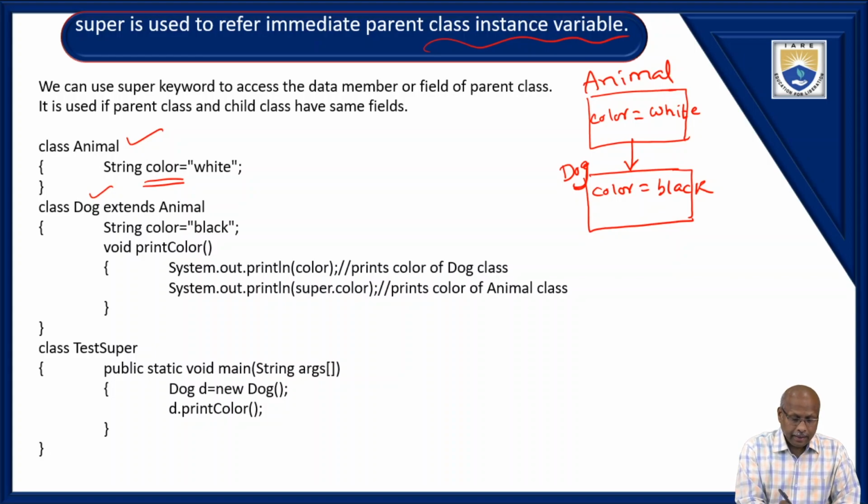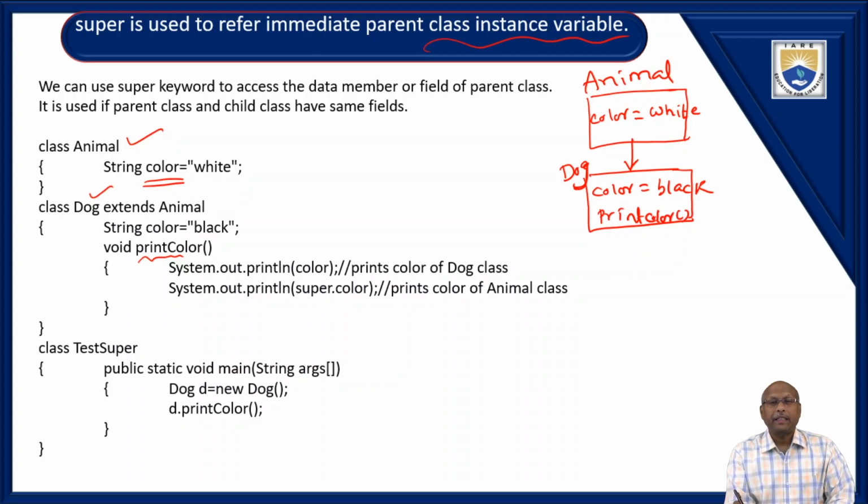And here there is a method called printColor. PrintColor is my method. This printColor is available in the child only. It is not available in the parent. Now this method wants to print only color as well as super.color.